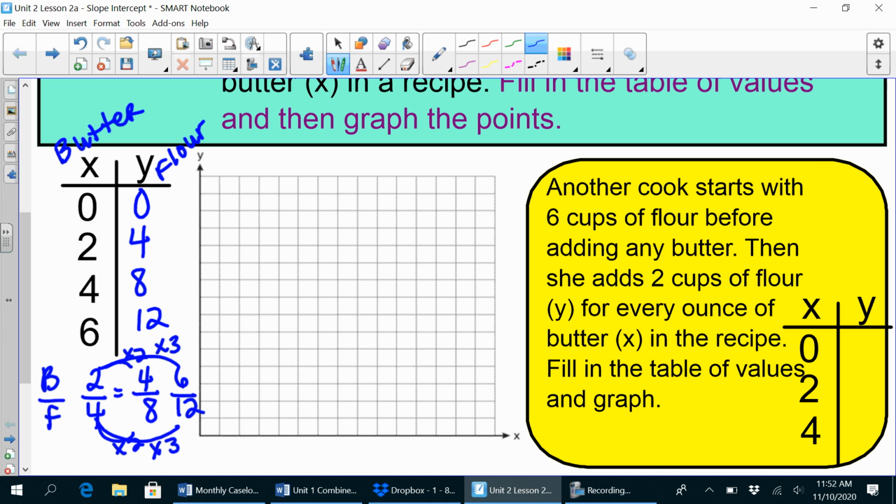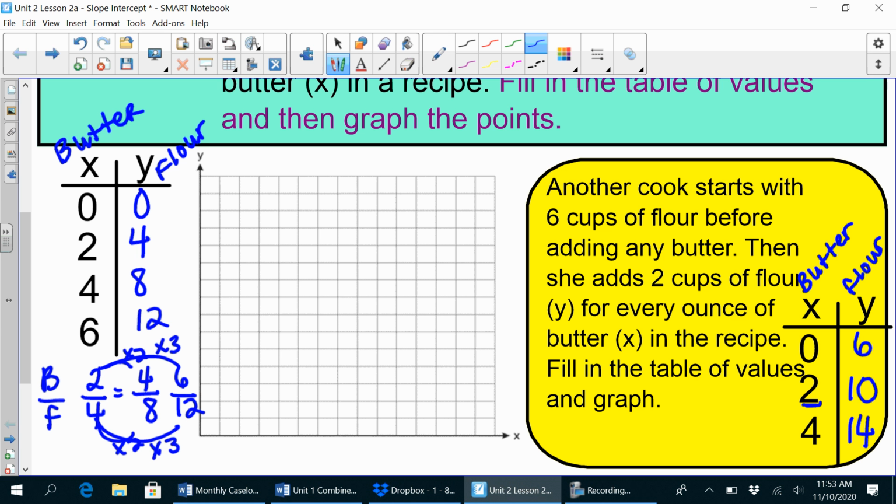So now it says another cook starts with 6 cups of flour before adding any butter. So if X is our butter and Y is our flour, we have 6 cups of flour before we even do anything with our butter. So now, if we look at the previous table, if our flour, when we were at 2, was 4, we need to also incorporate that additional 6 cups that we started with, so this would be 10. Then our 4, if we follow that same pattern, would be 14.